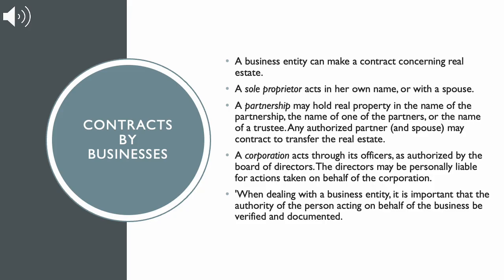Contracts by businesses. A business entity can make a contract concerning real estate. A sole proprietor acts in their own name, or with a spouse. A partnership may hold real property in the name of the partnership, the name of one of the partners, or the name of a trustee. Any authorized partner and spouse may contract to transfer the real estate. A corporation acts through its officers as authorized by the board of directors. The directors may be personally liable for actions taken on behalf of the corporation. When dealing with a business entity, it is important that the authority of the person acting on behalf of the business be verified and documented.